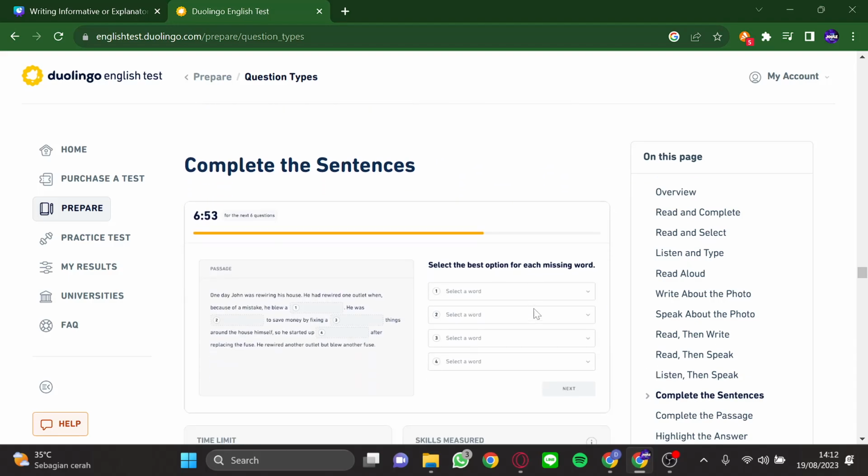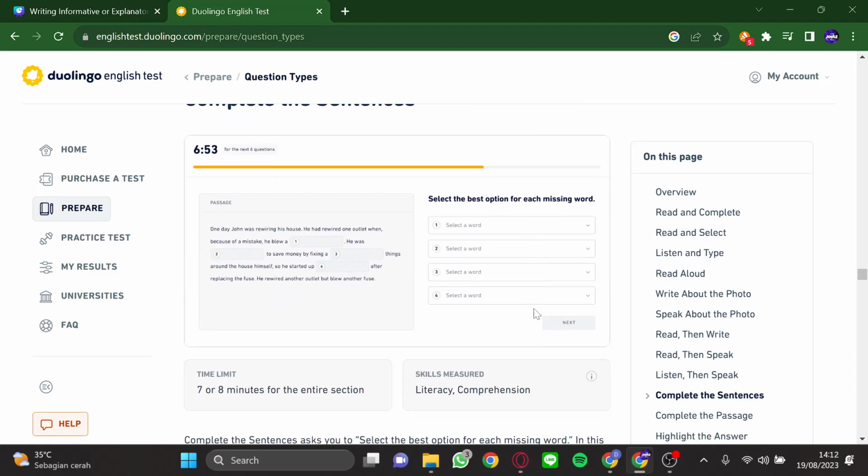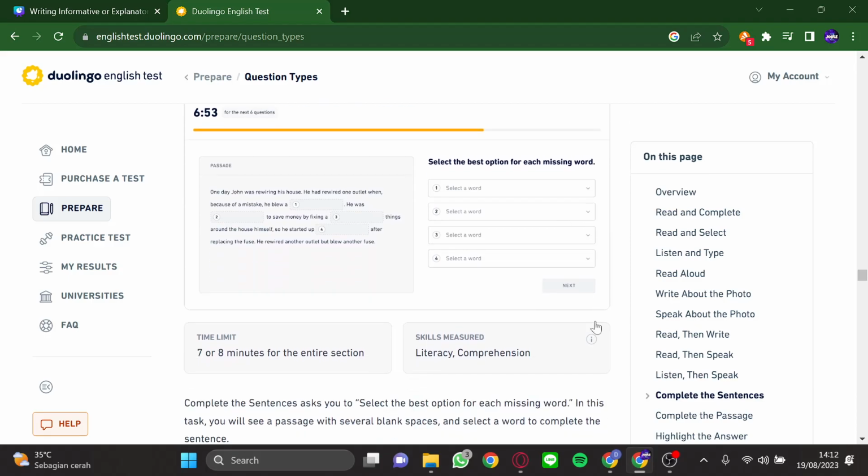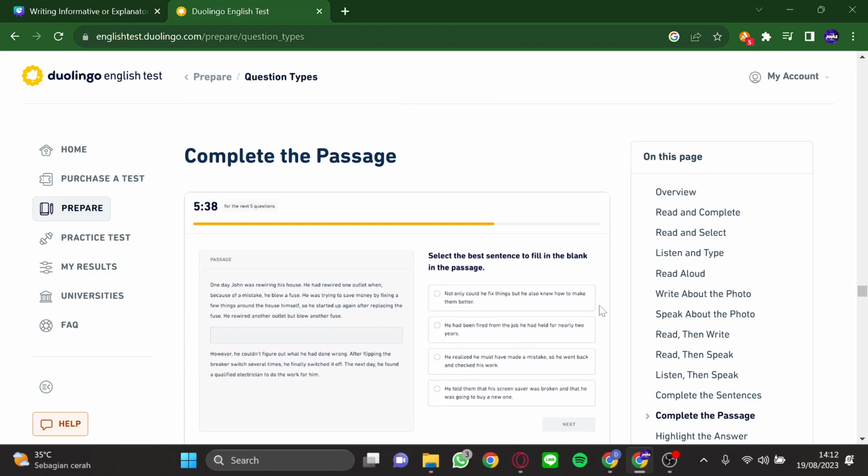Next is complete the sentences. So basically this is almost the same as the first question type. However, it's basically multiple choice, like the normal English question types in your high school and so on. Next is complete the passage, same thing, but you have to select the most fitting context or sentence to fill in the blanks here.